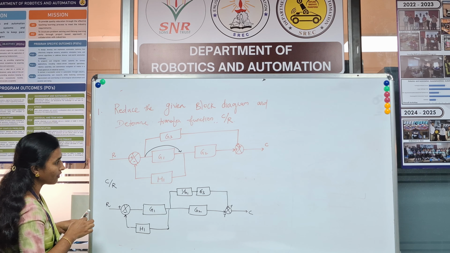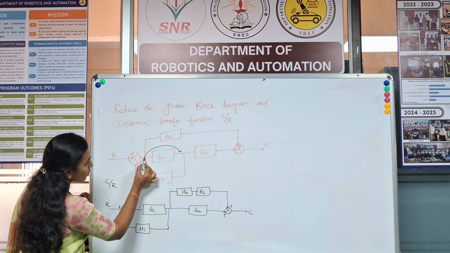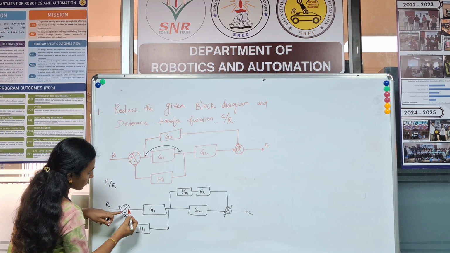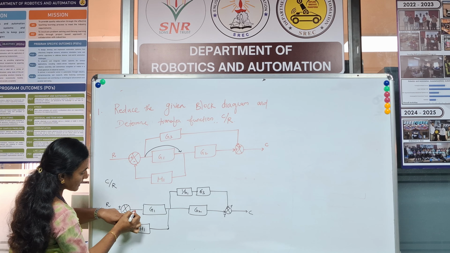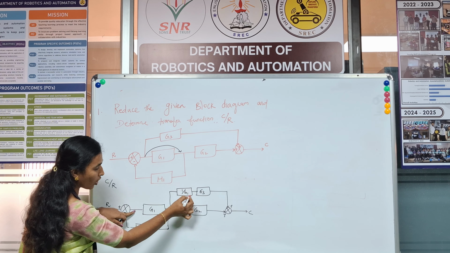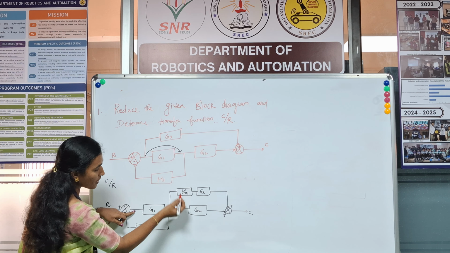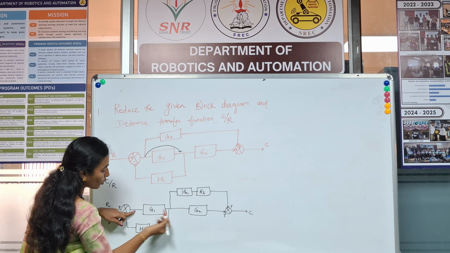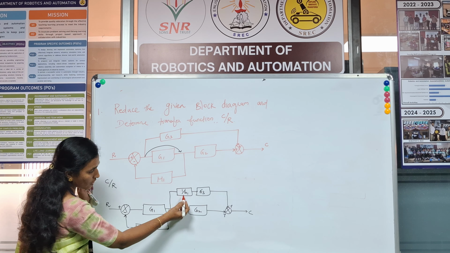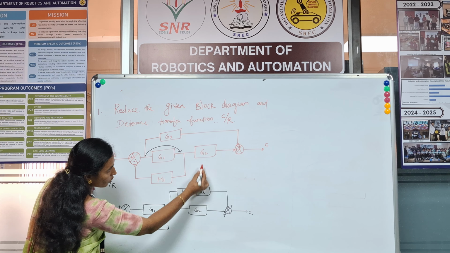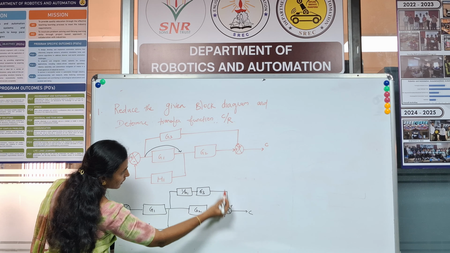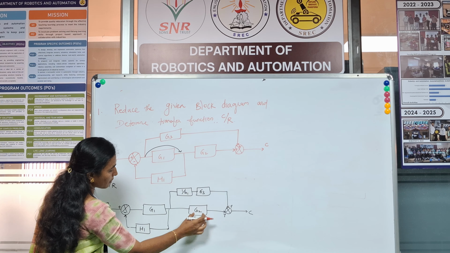So what we have done here is just move this takeoff point ahead of the block G1. The takeoff point was present here, and I have moved it here. Whenever I move a branch point or takeoff point, I need to include a block with the reciprocal of the value. So G1, the reverse of G1, is 1 by G1. So I have included the block 1 by G1 with the block already present in the branch, G3, and it is joining at a summing point, right? The remaining blocks are as such.